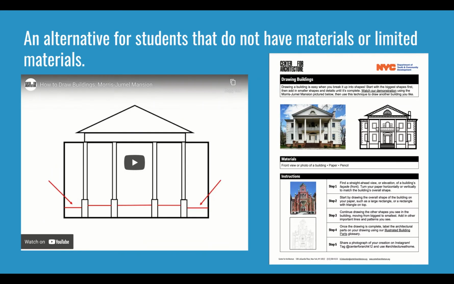And last, here's a resource in case the students do not have any kind of materials or have limited materials. This is also from the Center for Architecture, and it explains in very simple, clear steps how they can make a drawing of their model building. And here is the step-by-step PDF of that, and also a how-to video. All right, so I hope this is giving you some ideas and tricks to use to create your buildings in the classroom.